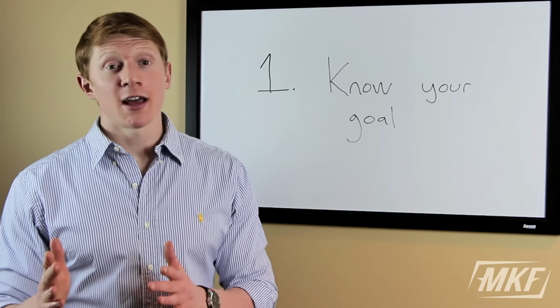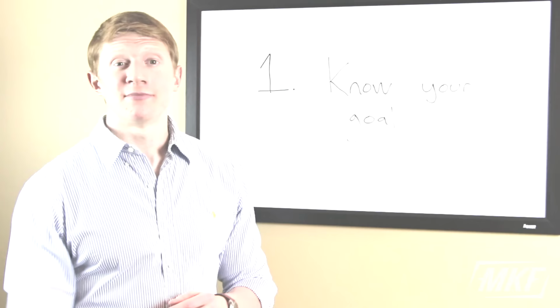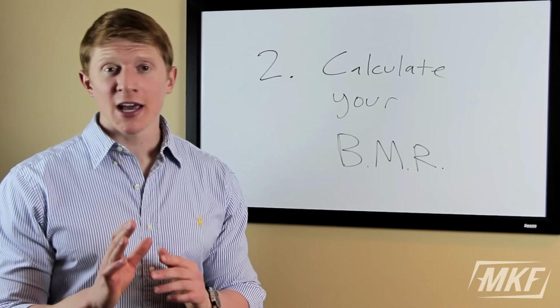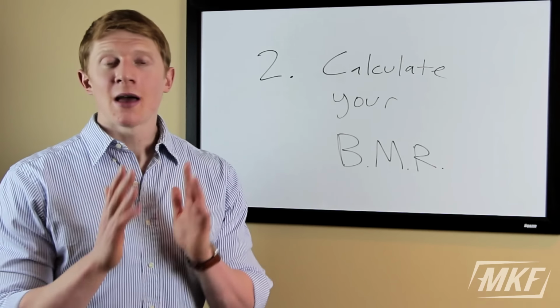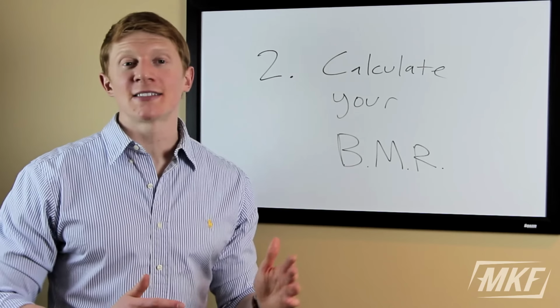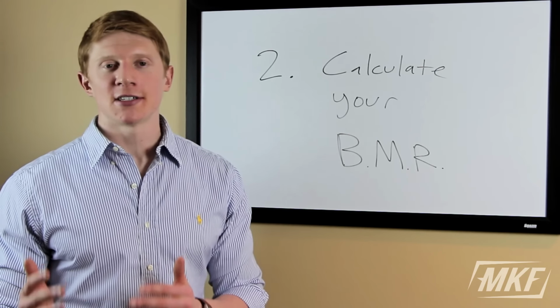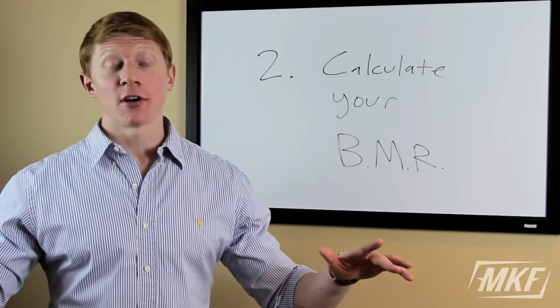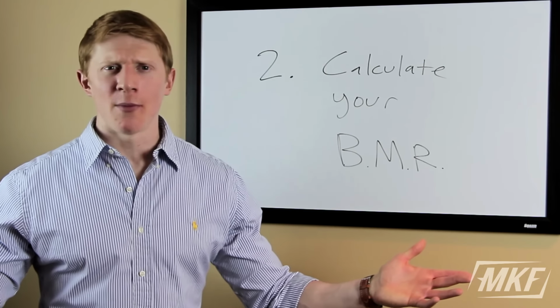So once you figured out that, let's go on to step 2. And step number 2 is to calculate your BMR. And BMR is short for basal metabolic rate. And this is the amount of energy that you need just to survive. Let's say you were not doing anything whatsoever, just laying in a bed like in a coma or something.